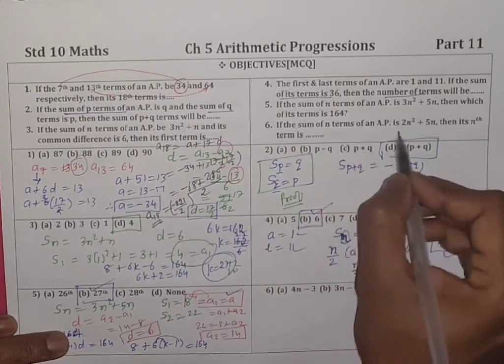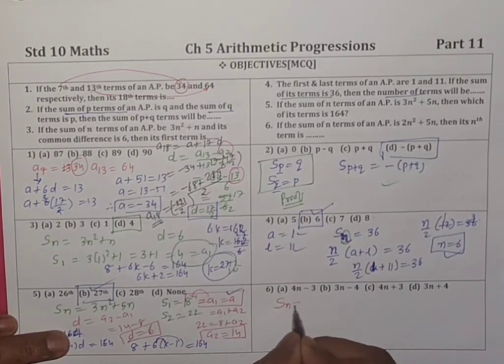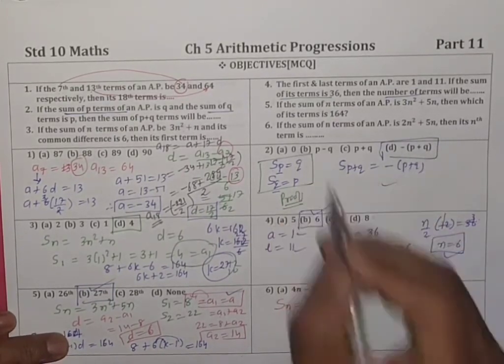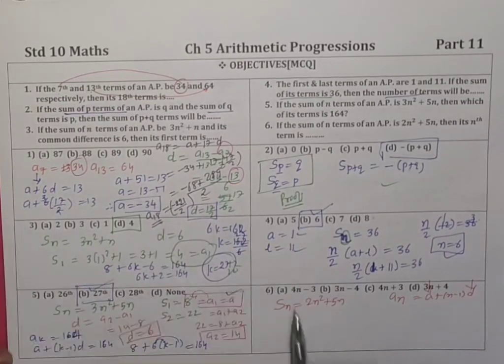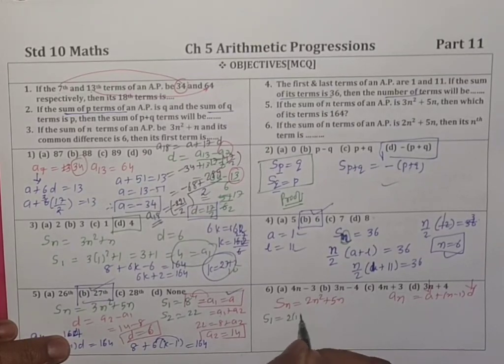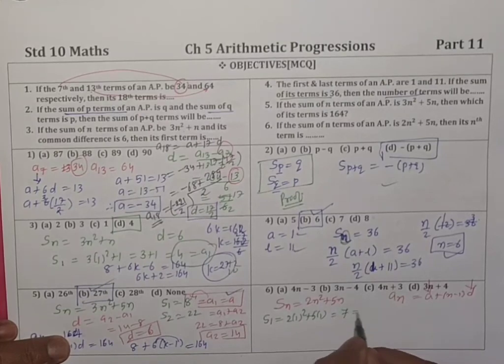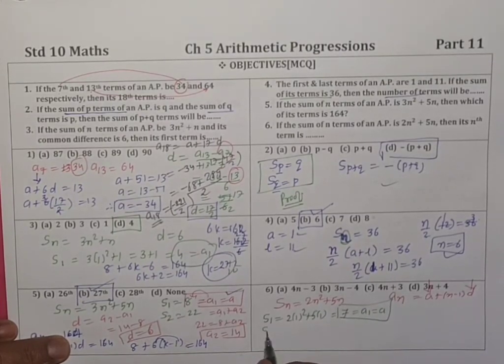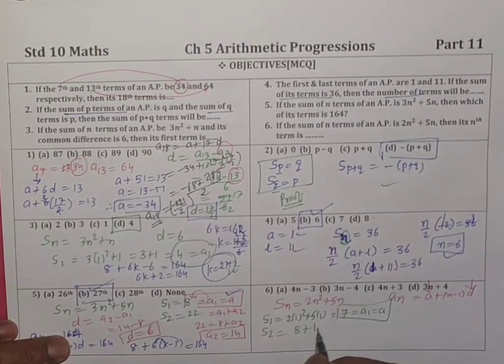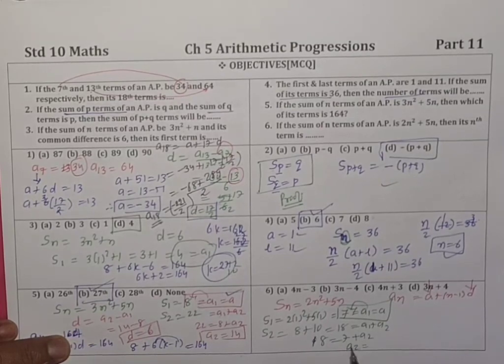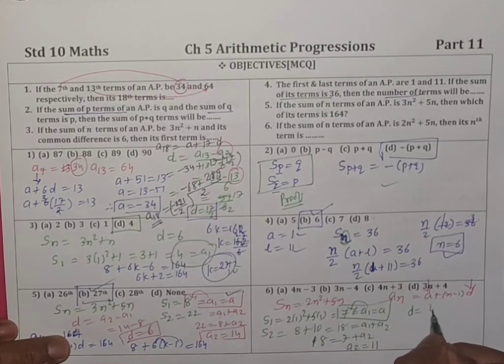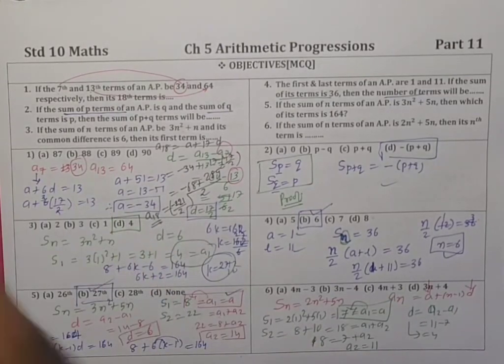Next one. If the sum of n terms of an AP is 2n square plus 5n, then find its nth term. So you are supposed to find an, which is a plus n minus 1 into d. So what is a and what is d? Find out. We have done this many times. S1 is 2 into 1 square plus 5 into 1, that is 2 plus 5, 7, and that is A1, or you can say a. You have got A1. S2, 2 into 2 square, that will give me 8, 2 into 5, 10, and that is 18, but that is A1 plus A2. So 18 is equal to 7 in place of A1 plus A2. So A2 is 18 minus 7, and that is 11. So common difference d is A2 minus A1, that is 11 minus 7, and that is 4.